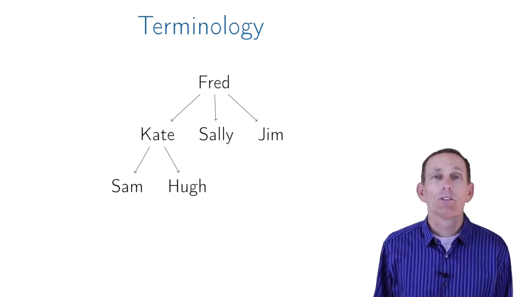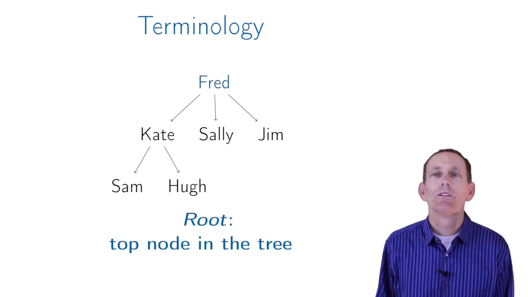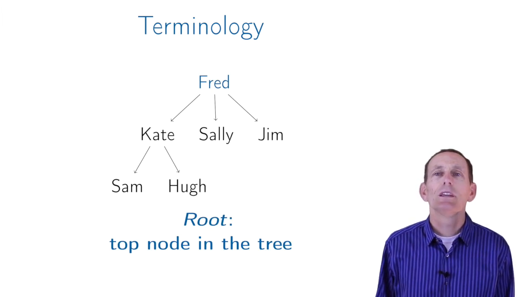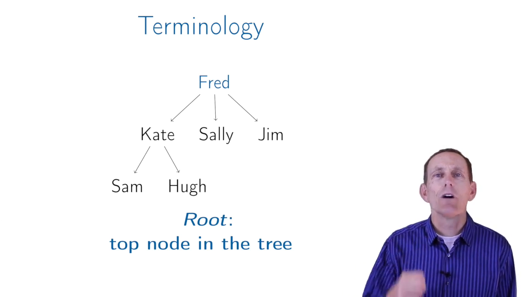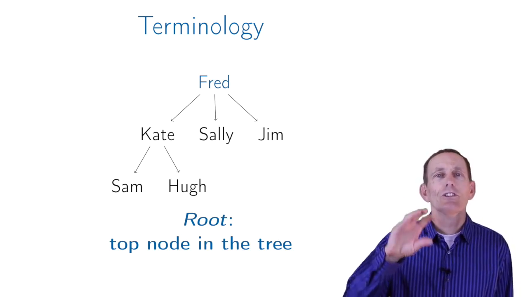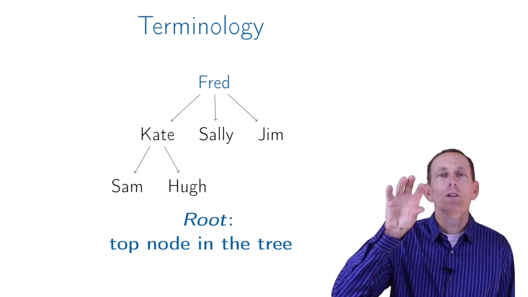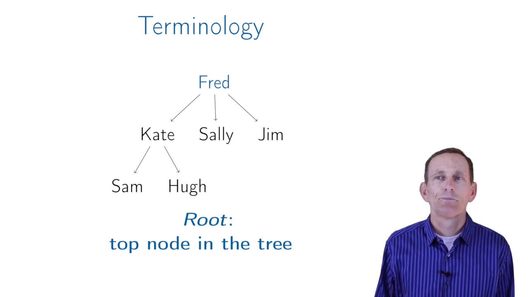So let's look at some other terminology for trees. So here we have a tree. Fred is the root of the tree, so it's the top node in the tree. And here the children of Fred are Kate, Sally, and Jim. We're actually showing that with arrows. Commonly when you show trees, you don't actually show the arrows. We just assume that if a node is above another node, that it's a parent of that node.